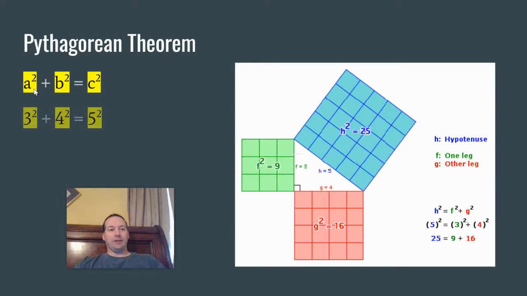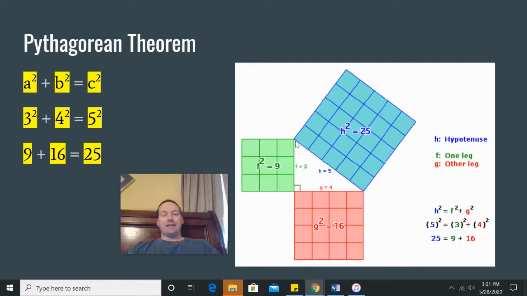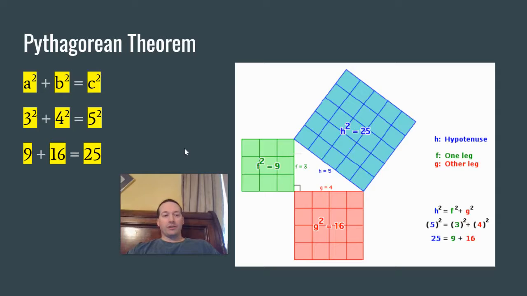Okay, so how do we solve this? So a squared plus b squared equals c squared. So 3 squared is 9 plus 4 squared is 16. That equals 25. Well, we use it to find one of the 3 sides. So that just kind of gives you an idea of why it works.